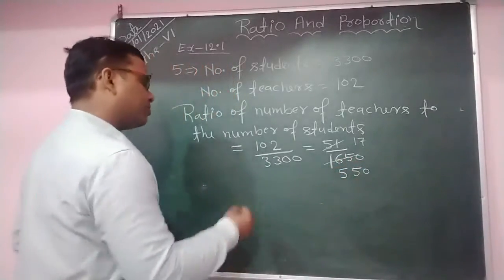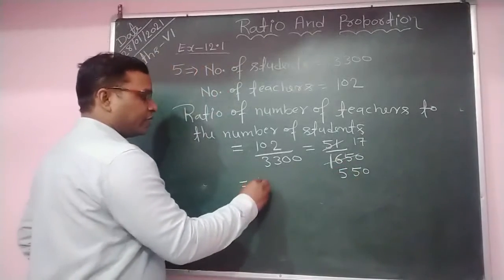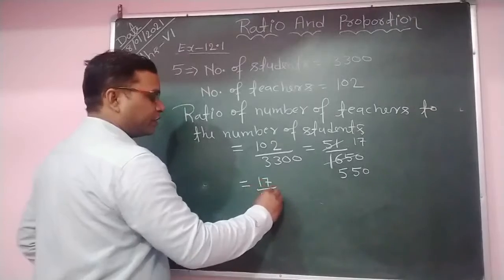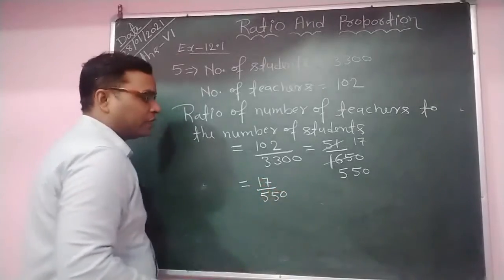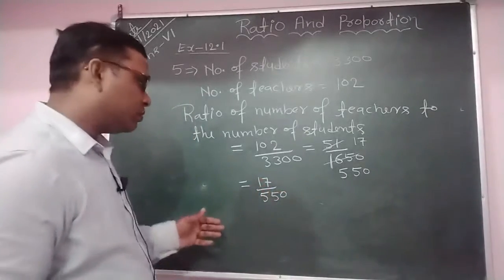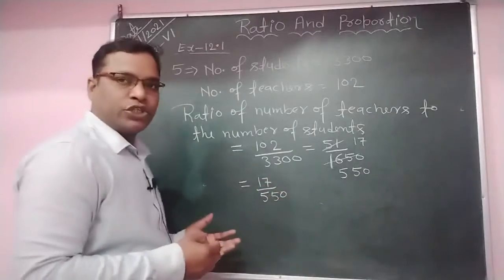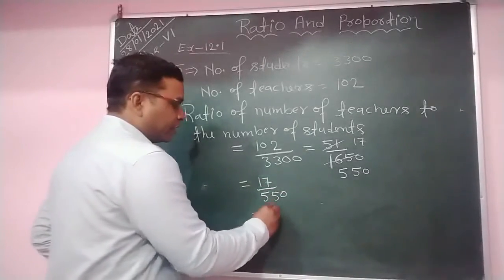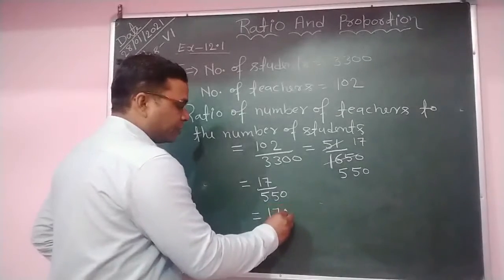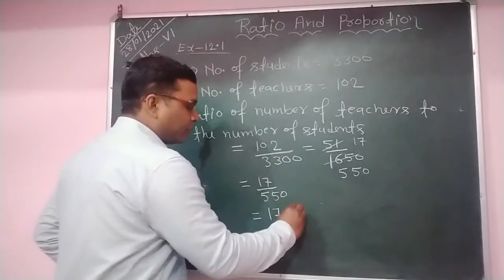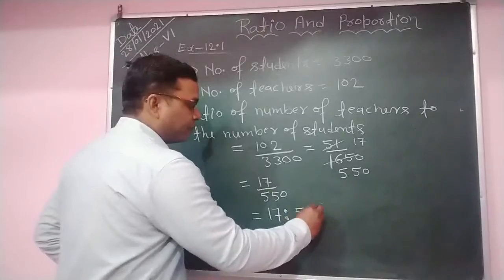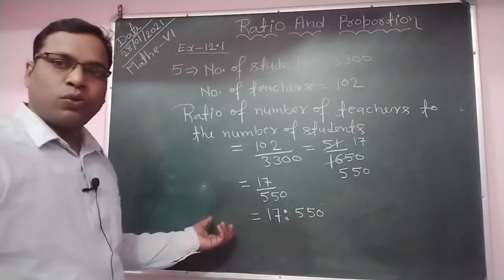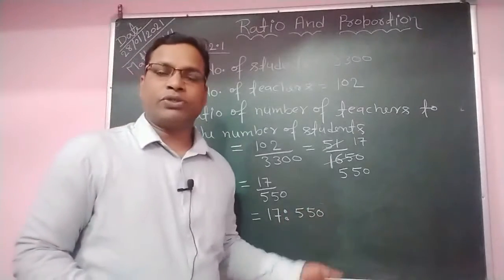So if you simplify this, you get 17 by 550. After this you can't simplify it, so you can convert it into a ratio like this. You can say this is equal to 17 ratio 550. This is the required ratio of teachers to students in the given school.